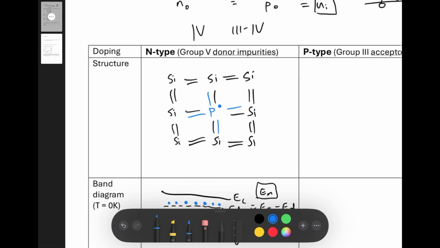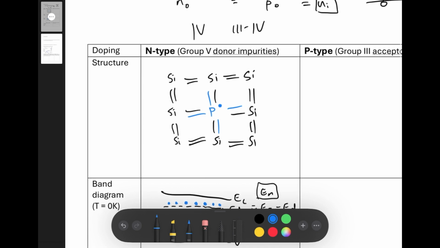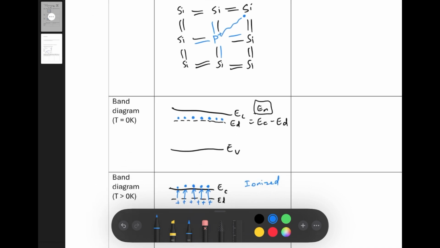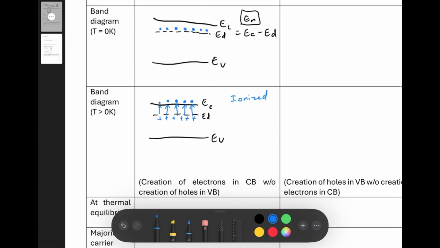Let's look at it in terms of structure now. Originally at 0K, the electron is still loosely bonded to the phosphorus, but now that the temperature is quite high, the electron has been elevated to the conduction band somewhere. So now the phosphorus, because it still has 5 protons but only 4 electrons, becomes positively charged. This actually results in the creation of an electron in the conduction band.